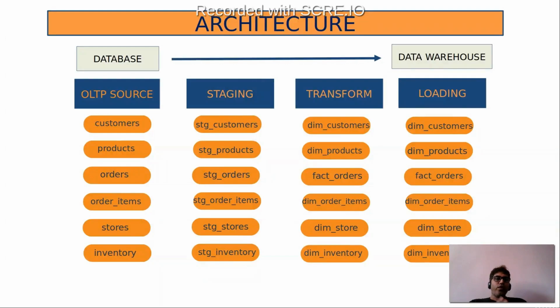So one is the OLTP source and another is the data warehouse or OLAP source. You can see all the data entities, business entities: customer, products, order items, stores, and inventory. It is available, and it gets updated every now and then when a transaction happens. Then comes the staging area, where we are going to stage the data from the OLTP source in our system.